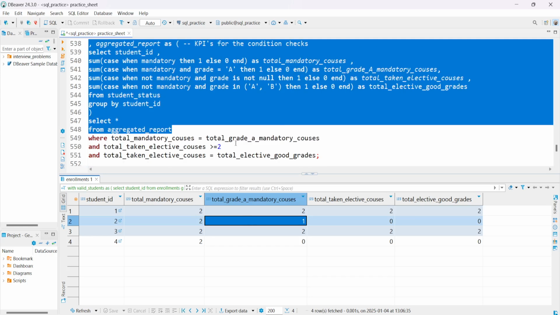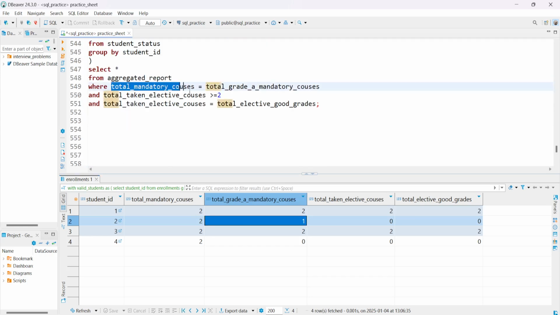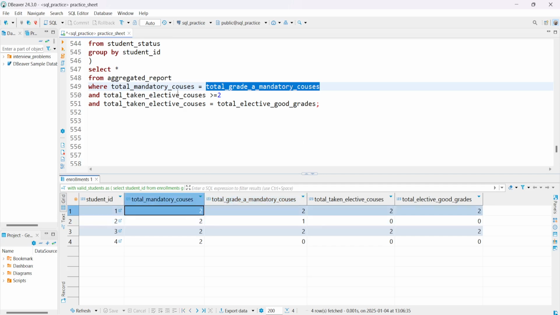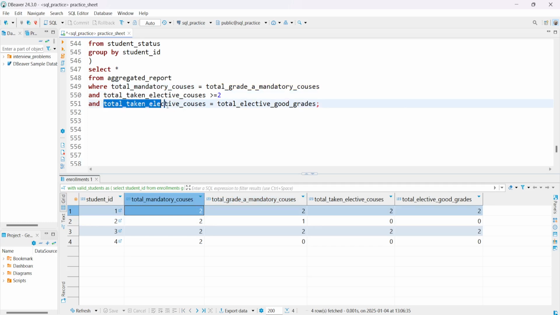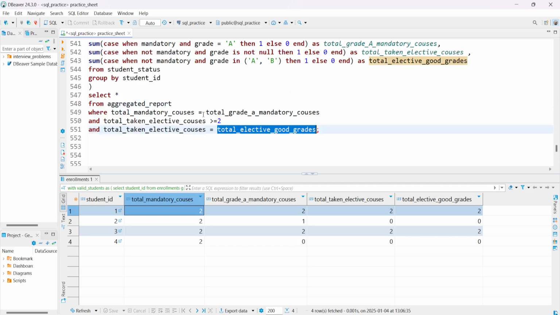Now it is quite easy. We can have just a where clause to check all these three conditions. So the first condition is total mandatory should be equal to the total grade A, and then the total elective should be more than 2, and then the total elective courses should be equal, like whatever is the total elective courses, their grade should be good grade, that is A or B. So that is how we tackle this.